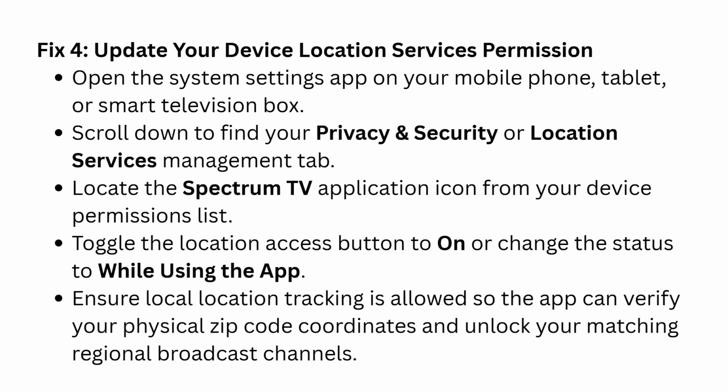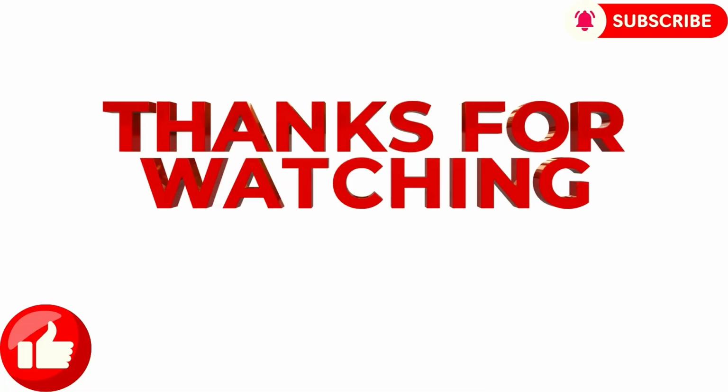Locate the Spectrum TV application icon from your device permissions list. Toggle the location access button to on or change the status to while using the app. Ensure local location tracking is allowed so the app can verify your physical zip code coordinates and unlock your matching regional broadcast channels. So that's all for the video.